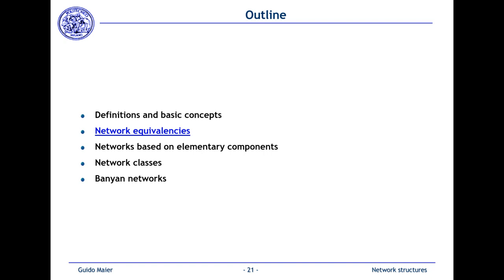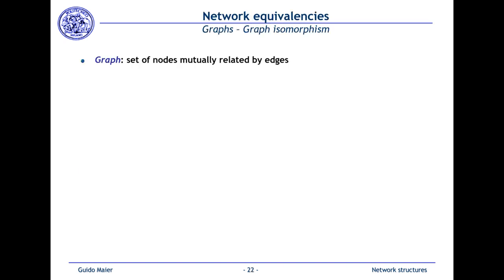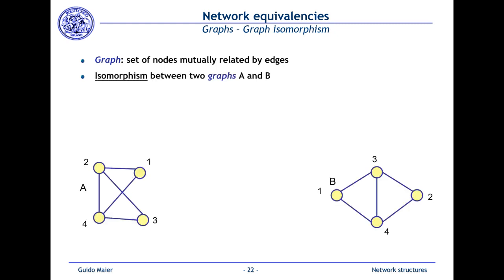In order to introduce some more concepts, we now have some equivalence relations that are useful to compare different network architectures, and more precisely to understand if two network architectures have common properties or not. And so we are talking about network equivalence. Before going directly into the interconnection networks, we have to recall the concept about graphs. A graph is a set of nodes that are mutually related by edges, or connected by edges, as you know.